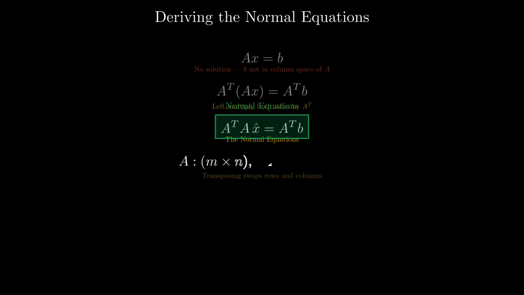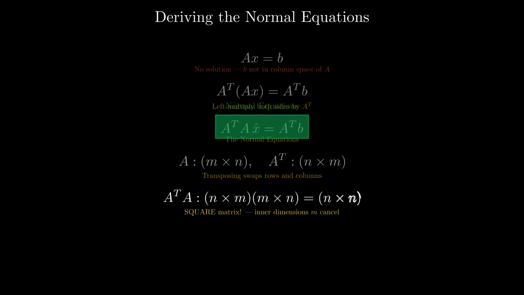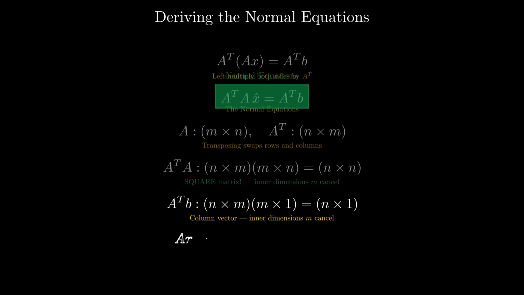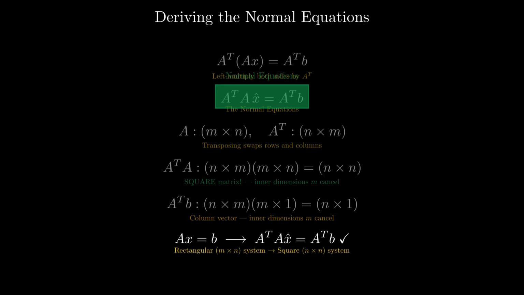Now, let's watch the dimensions carefully. A is m by n, so A transpose is n by m. The product A transpose A is n by m times m by n, which gives us n by n, a square matrix. On the right side, A transpose times b is n by m times m by 1, which gives us n by 1, a column vector. So look at what we've done. We transformed a rectangular overdetermined system into a square one. The normal equations always have at least one solution, even when the original system had none. Multiplying by A transpose projects b onto the column space of A, creating a system we can actually solve.